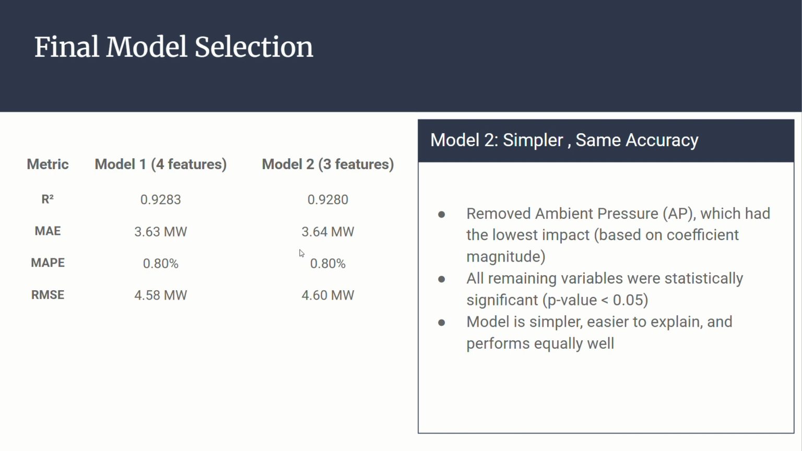This table compares both models using the validation set. As we can see, both models have nearly identical performance. Model 1 had slightly better R squared and RMSE, but Model 2 was very close with only 0.03 difference in RMSE. Given that, I choose Model 2 due to its simplicity and similar accuracy.